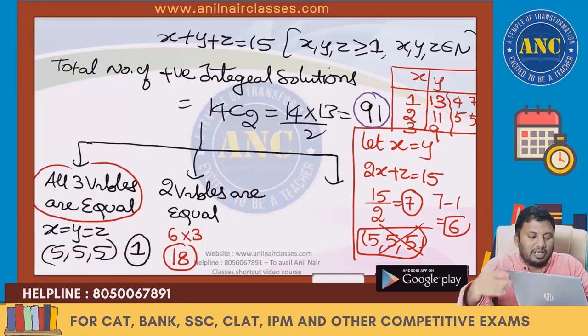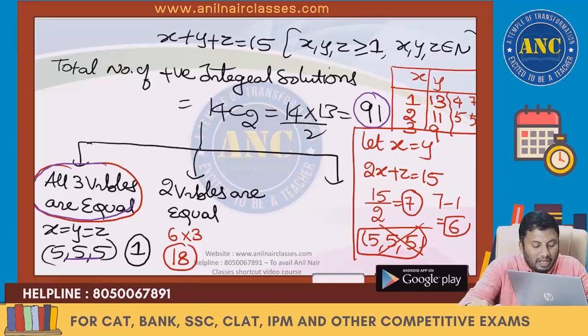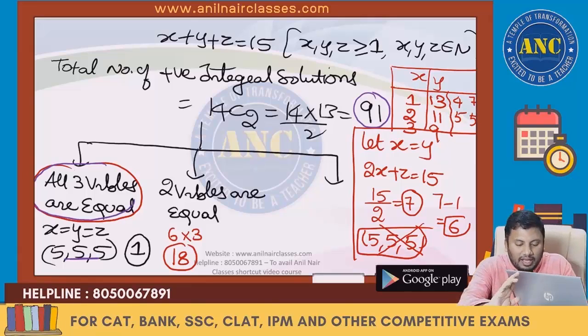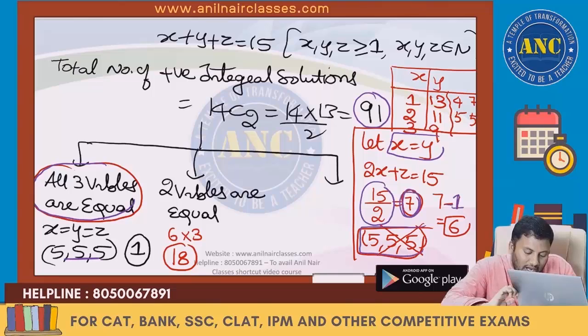In that 91 solutions, all the 3 variables are equal, x equivalent to y equivalent to z, so it is 5, 5, 5. If 2 variables are equal, if x equivalent to y, 2x plus z equivalent to 15. Coefficient of z, 1 is a factor of 15. 15 by 2 is 7.5. If one of them is a factor, it is 7. But I am decreasing one case. What is that case? When all are equal. 7 minus 1 is 6.